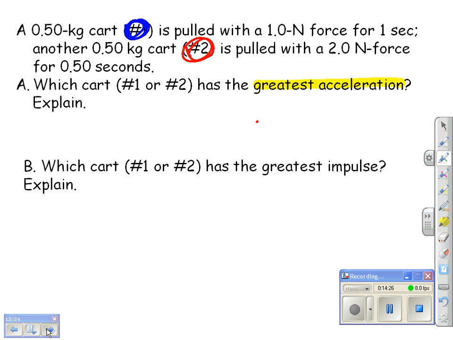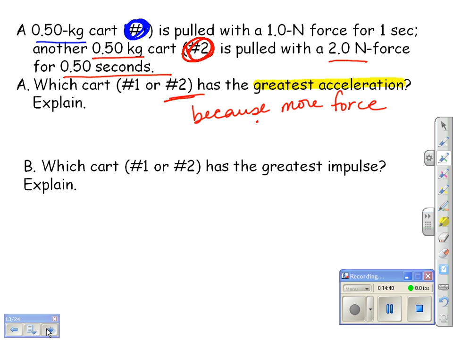Okay, so we said it was number 2, and it was because of more force. All right, because we had a force there, and we had a mass there, and we have a time there. And then we had a mass there, a force there, and a time there.